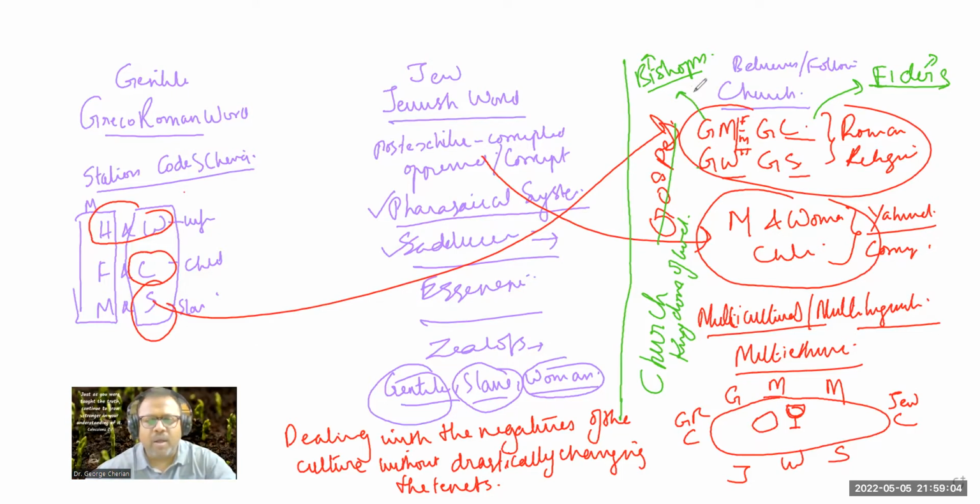So things have to be looked at in context, where Paul was not trying to upset the order, but change the dynamics within the individual relationship within the family, and then eventually those affecting the corporate family, that is the church, and how the leadership functions. Everything relates to the idea of family. So, dealing with the negatives of the culture without drastically changing the tenets or order.